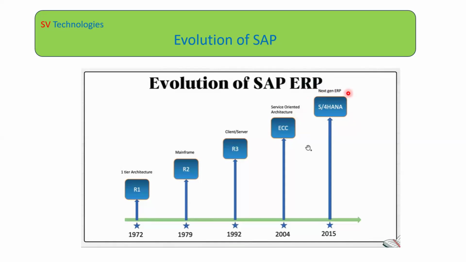So that is a major advantage in S4 HANA. And in S4 HANA, they have developed some Fiori apps. Slowly we'll come to know what the difference is between ECC and other ERP versions, and S4 HANA. These things I'll explain to you in more detail. The main difference between them is the database.